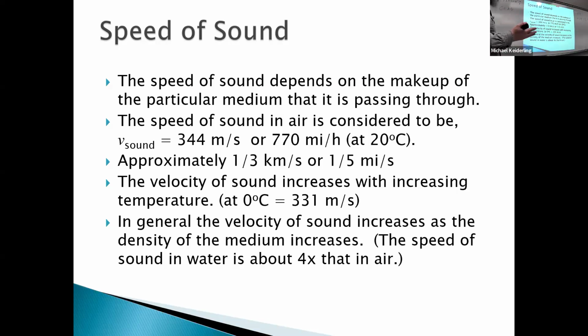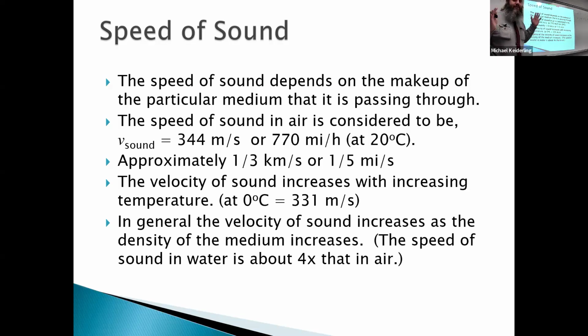The speed of sound depends on the makeup of the particular medium that it's passing through. The speed of sound in air is around 344 meters per second at room temperature. That's around 770 miles per hour. That's at 20 degrees Celsius. And the speed of sound will increase with increasing temperature. So at 0 degrees Celsius, it's around 331 meters per second. So the warmer it is, the faster the speed of sound is.